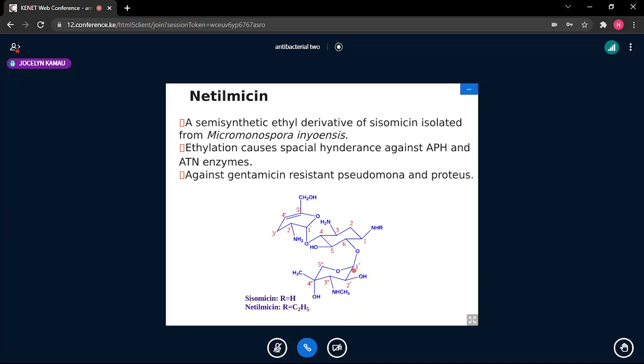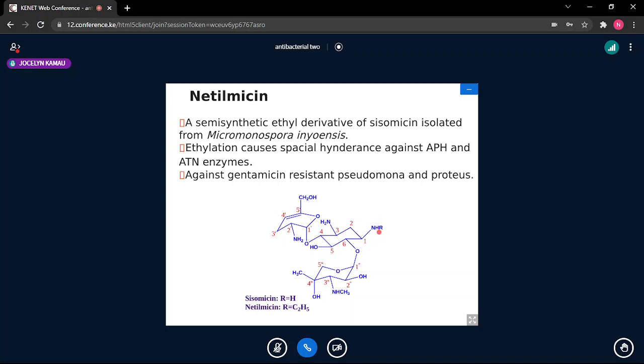Then of importance is this drug which we call the netilmicin. You can see there's some structural difference between the netilmicin and the others, but it is still a naturally occurring drug. The sisomycin is the one which is naturally occurring. Then you can see this R here. That R can either be a hydrogen. In sisomycin, it is a hydrogen.